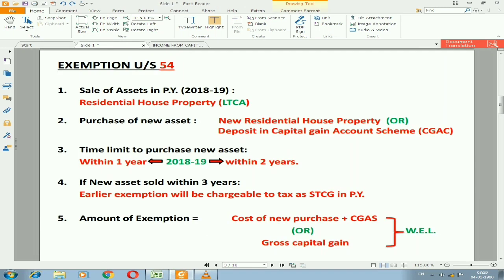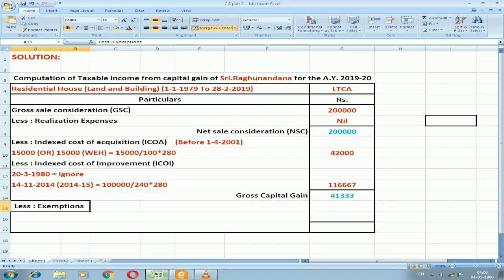The first condition is sale of an asset in previous year 2018-19. It should be a residential house property, and that residential house property should be a long-term capital asset. So let us check. Here you can see in the starting itself, residential house, it is a long-term capital asset. So now I can say the first condition is satisfied. The sale is a residential house and it is also a long-term capital asset.